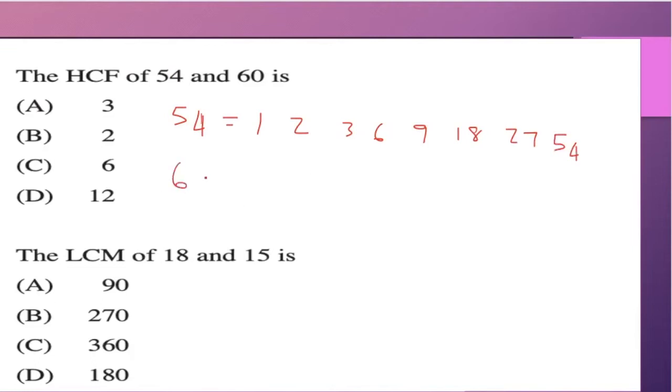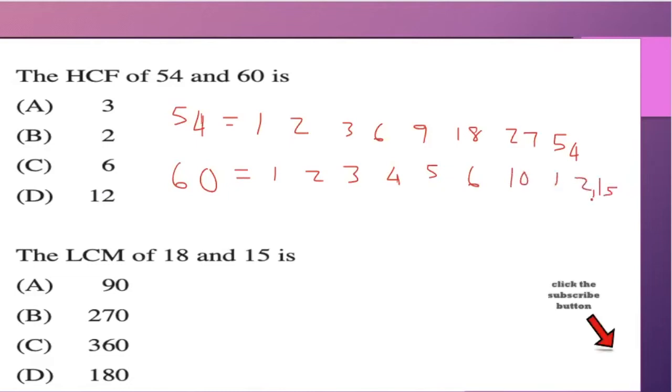The factors of 60 are the numbers that can go into it without leaving a remainder. So we have 1, 2, 3, 4, 5, 6, 10, 12, 15. Let me put a comma here.